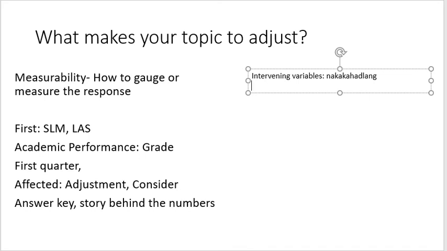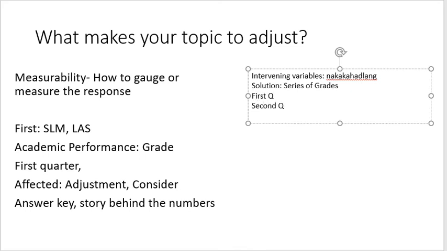So, the solution for this is we'll use a series of grades. So, possibly the first quarter, second quarter, and so on. So, we will see if the academic performance using the SLM is really good or not. Because if we base it on only one, then we are very prone to bias, or the validity of our measurement is not that valid or that reliable.